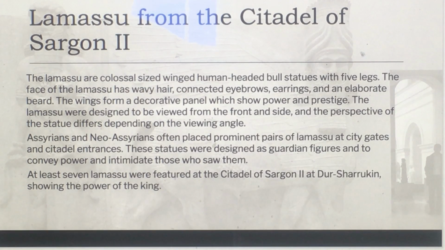The wings form a decorative panel which show power and prestige. The lamassu were designed to be viewed from the front and side, and the perspective of the statue differs depending on the viewing angle. Assyrians and Neo-Assyrians often placed prominent pairs of lamassu at city gates and citadel entrances. These statues were designed as guardian figures and to convey power and intimidate those who saw them. At least 7 lamassu were featured at the citadel of Sargon II at Dur Sharrukin, showing the power of the king.